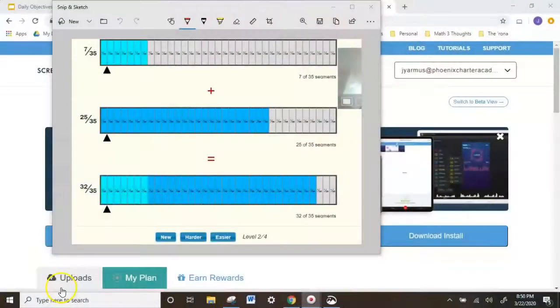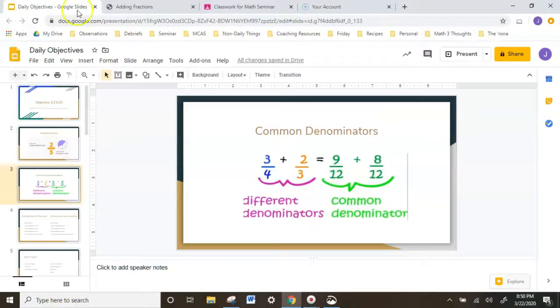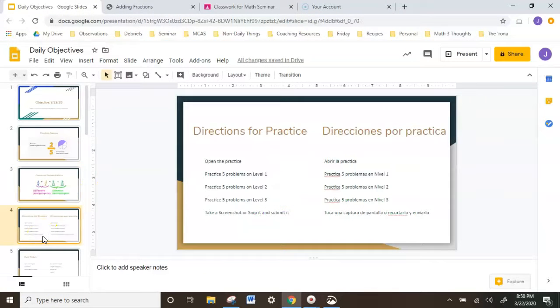Okay? All right, guys. So, right now, I want you to do the last part, which is that I want to go over here. This is our practice direction for the day. I want you to open that practice up. I want you to practice 5 problems on level 1, 5 problems on level 2, 5 problems on level 3, and then I want you to take a screenshot or snippet and submit it.